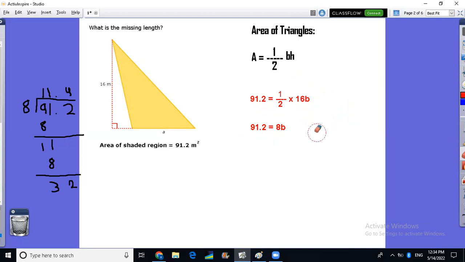Oh, how can we find this? Now this is algebra. It's a one-step equation. How can we find this? You see, guys, it's not about finding the area of a triangle anymore. It's not only about finding the area of a triangle.